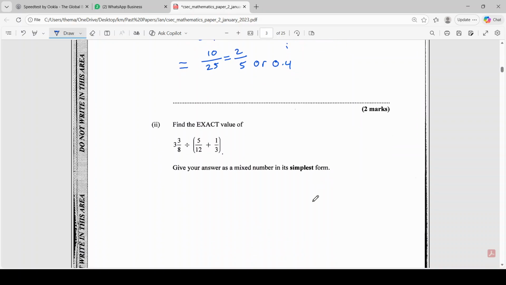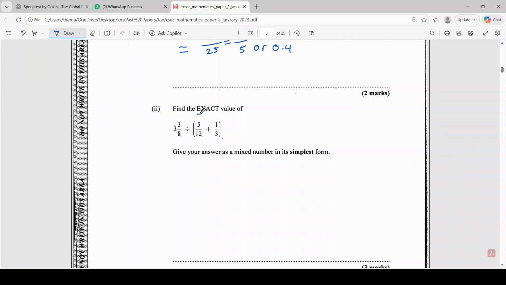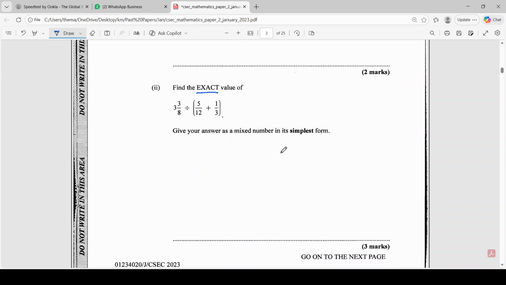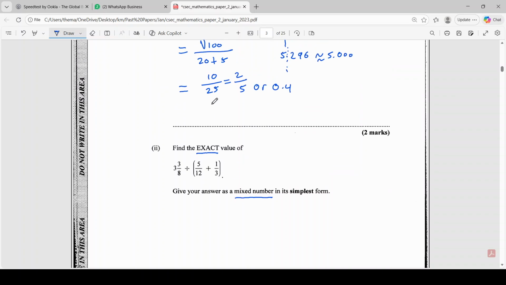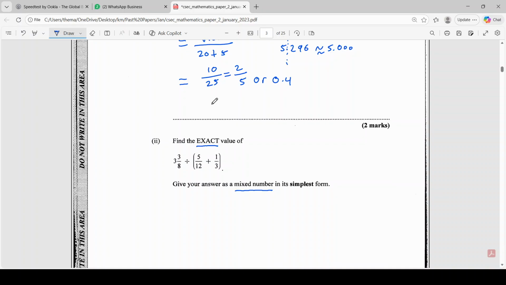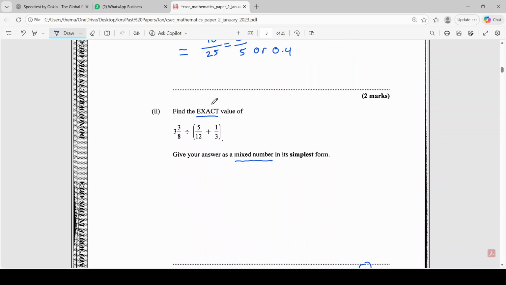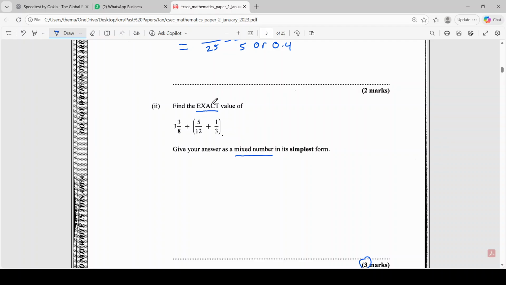Part 2, find the exact. So they're using the word exact here, so we don't want any recurring decimals, we want an exact answer. 3 and 3/8 divided by 5/12 plus 1/3. Give your answer as a mixed number in its simplest form. So let's say mixed number, right? 3 marks. Nowhere in this question does it say with use of a calculator. So I would show working here to make sure I give you 3 marks.